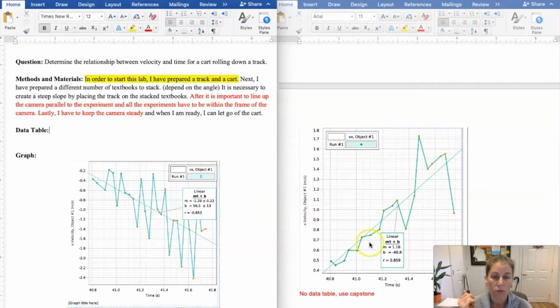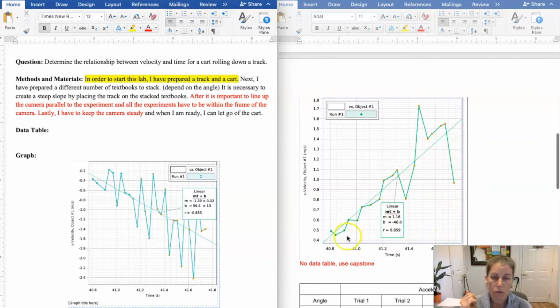Both include their graph. These are fine. I probably would have encouraged this person here to omit this last point by using a highlighter. You'll also notice that this person got rid of the uncertainties while this person left the uncertainties in. It's not that it's wrong, it's just more confusing, so I highly recommend you delete that.